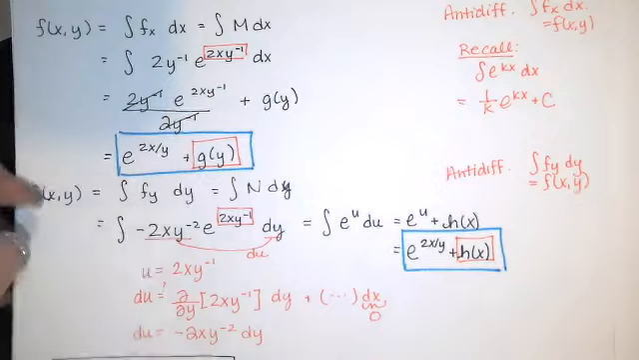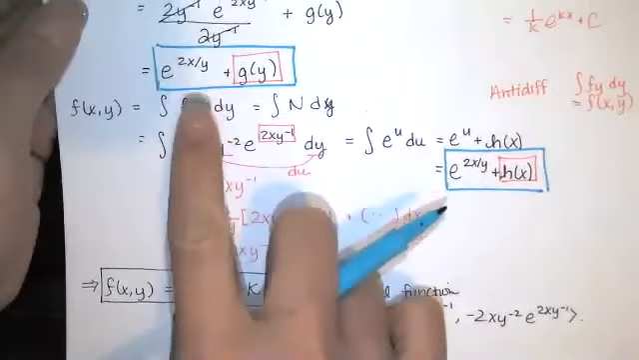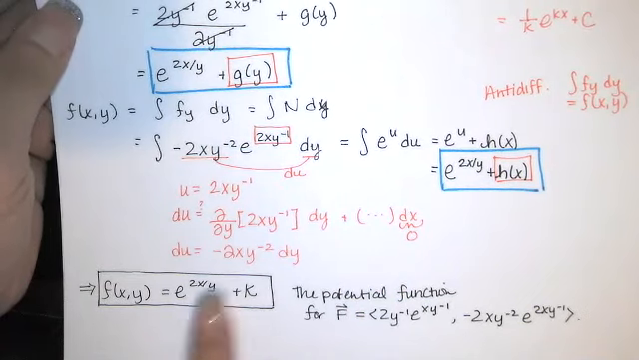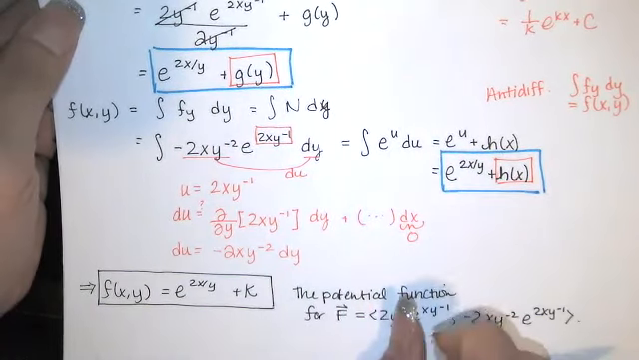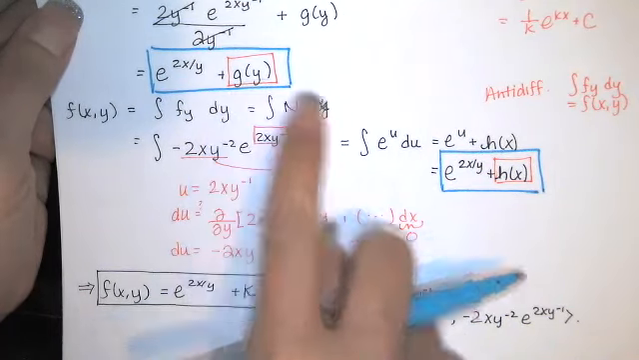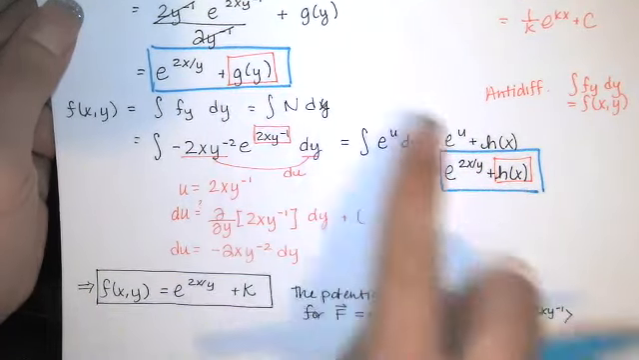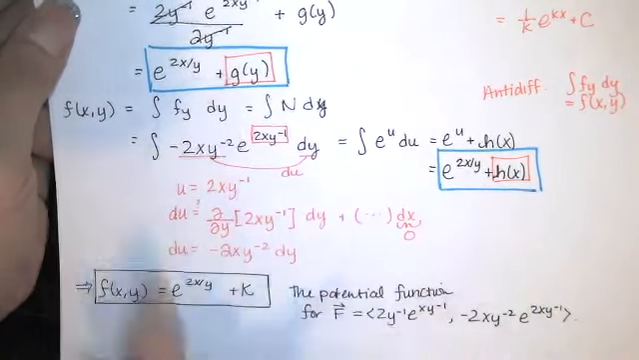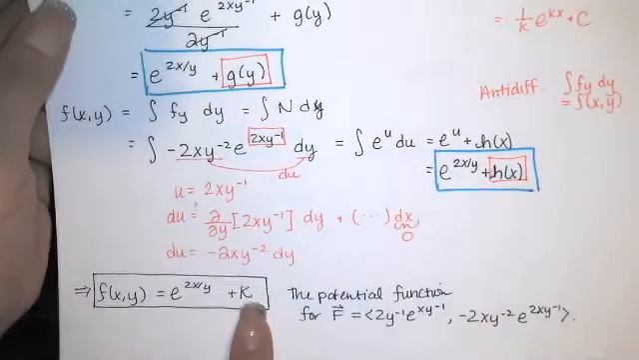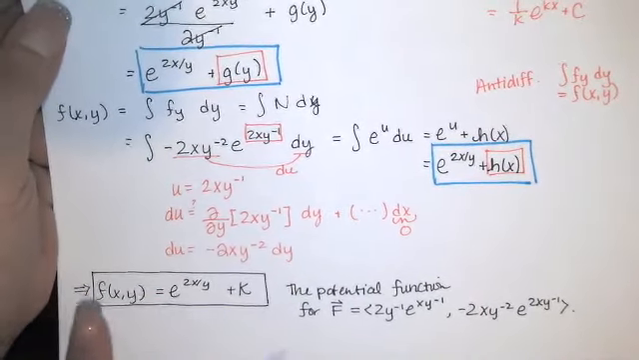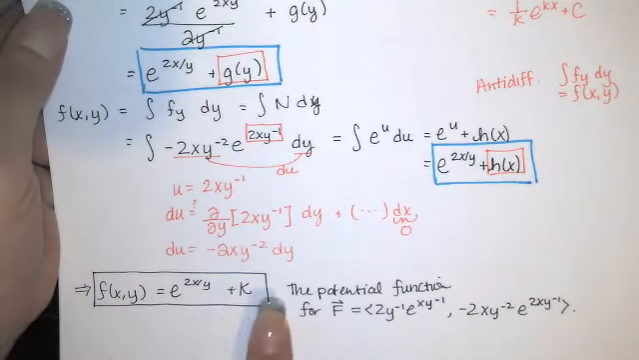Whatever they have in common, I can just write down. F of xy definitely has an e to the 2x over y term in it. And whatever seems different has to be the same. So if this g of y has to be this h of x, we need to figure out what that is. The only way a function of x could be equal to a function of y is if that function were a constant. So I put a plus k here. You could use plus c if you prefer, that's fine.